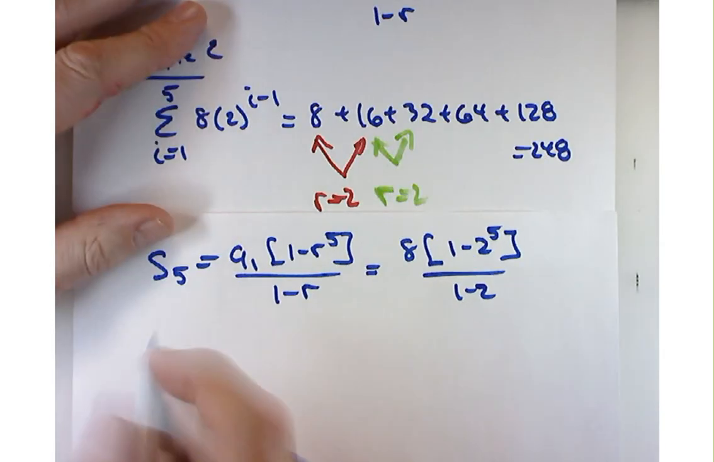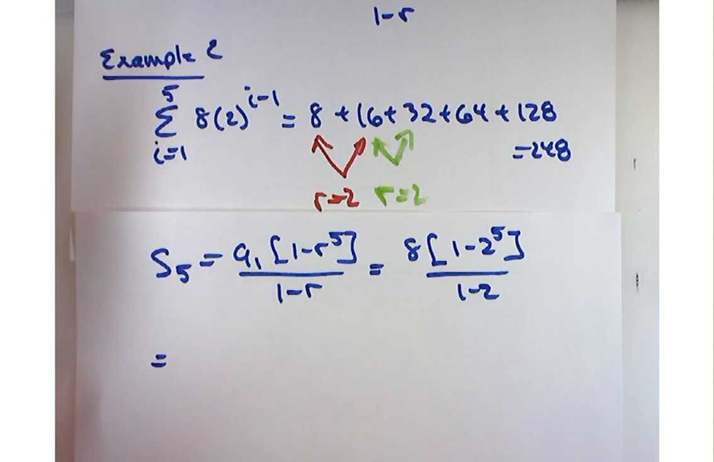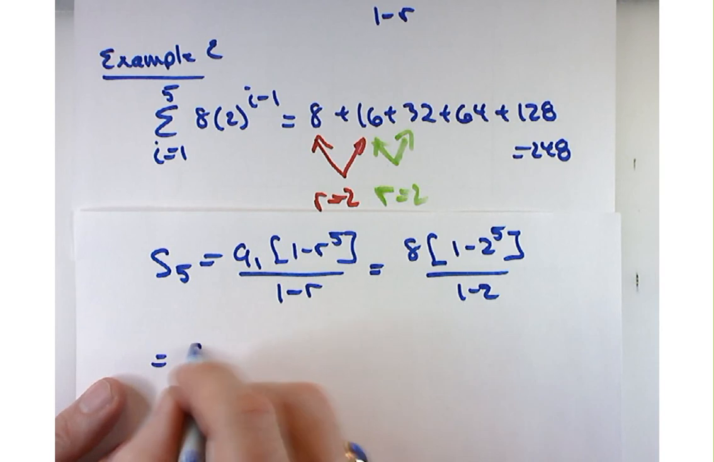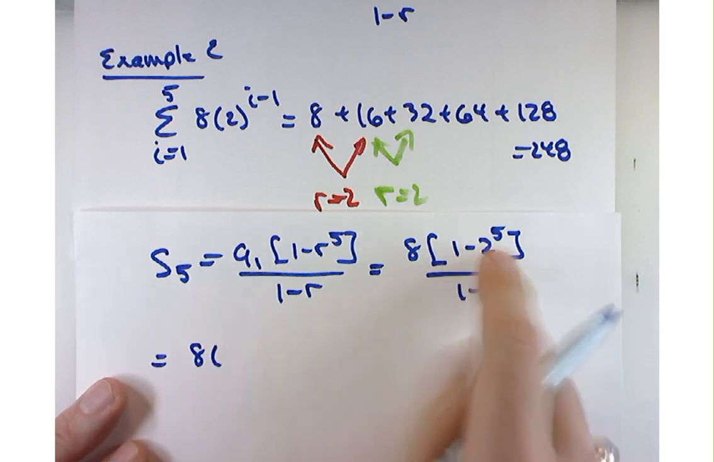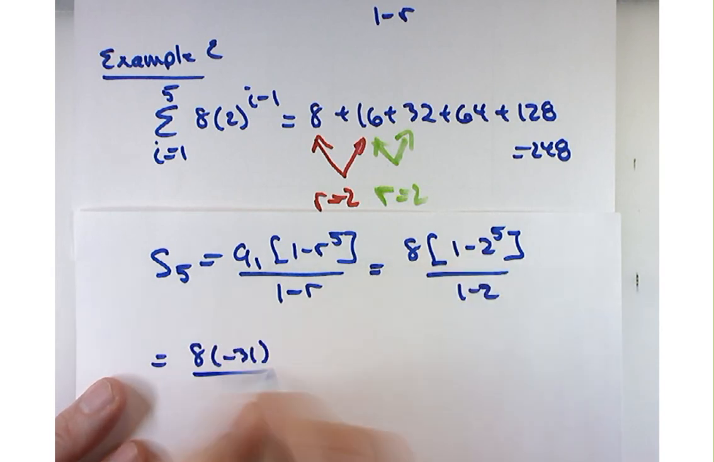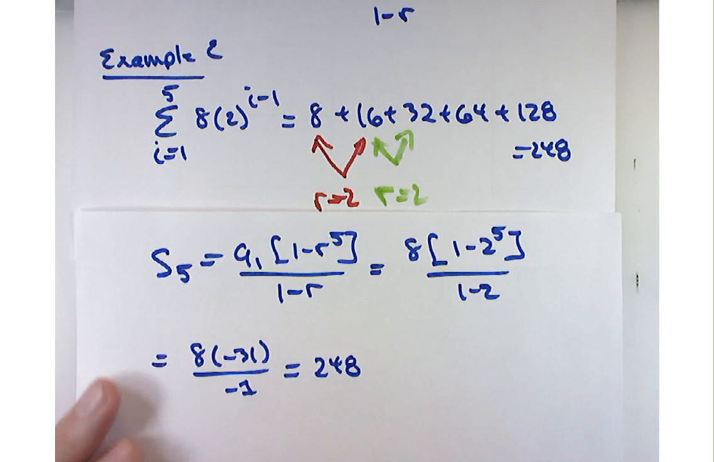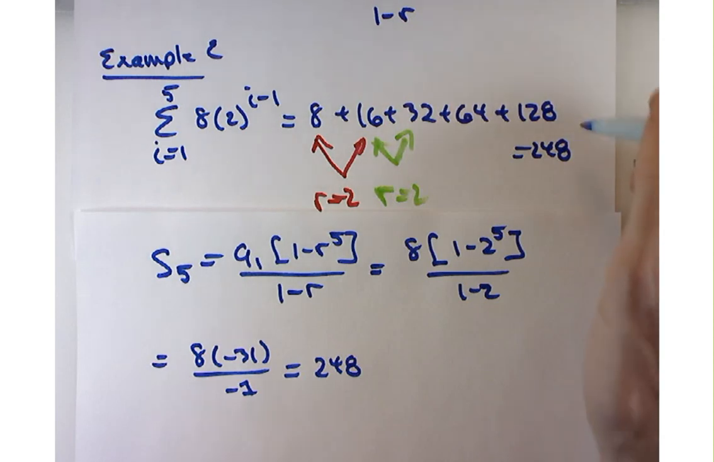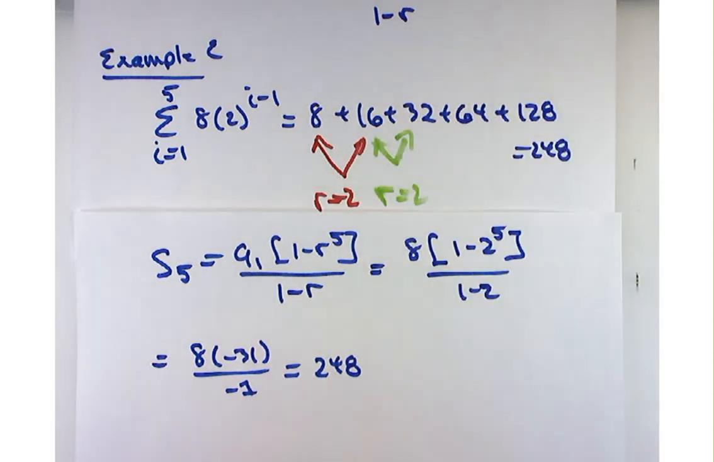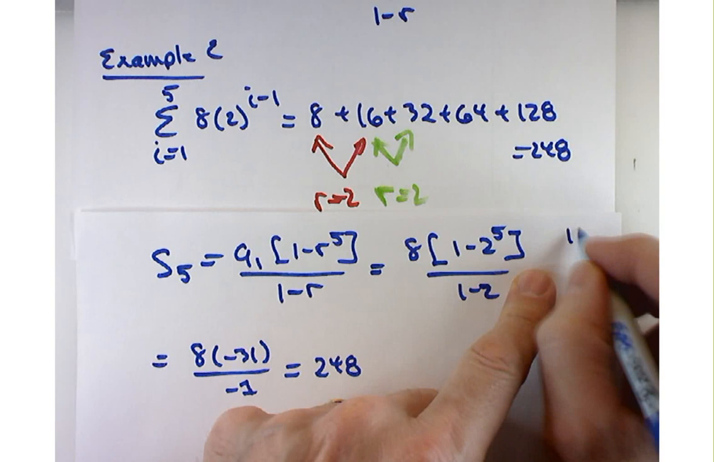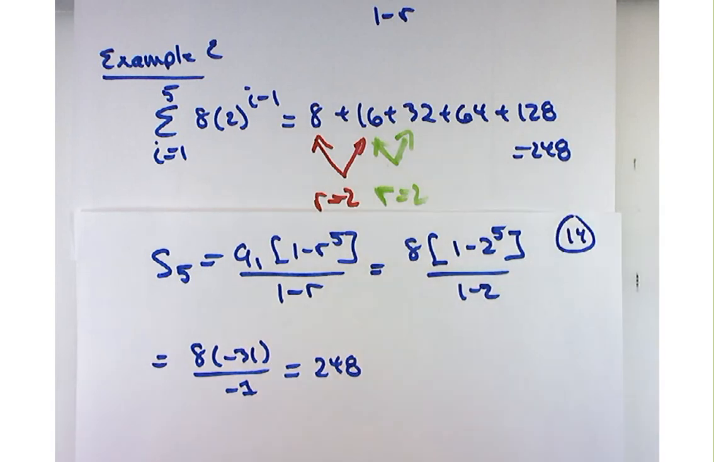Now I know this formula seems like a big pain compared to what we just did. It is, I won't lie to you. 1 minus 32 is negative 31 over negative 1. The negatives cancel and I get positive 248. Problem is you can't always rely on just being able to add them up. Sometimes you need to be able to do something a little bit more expeditiously.